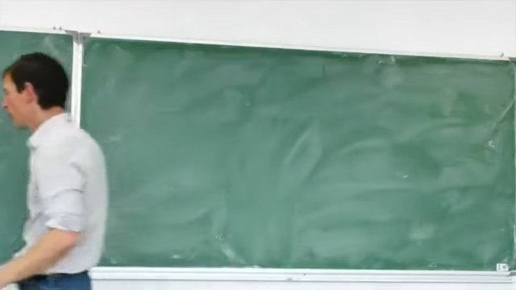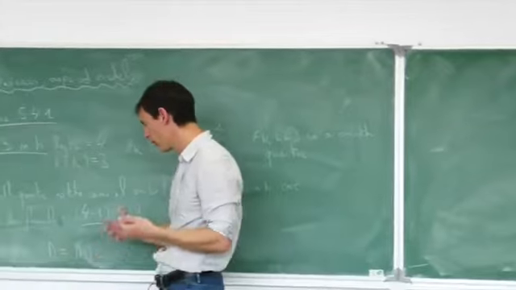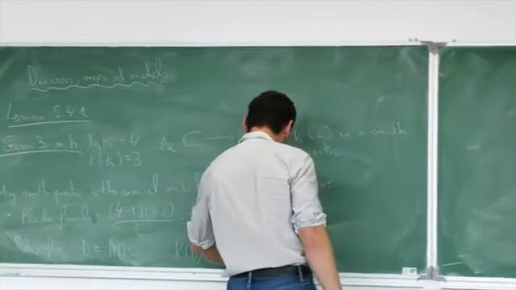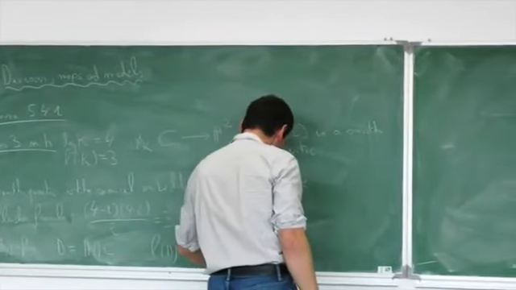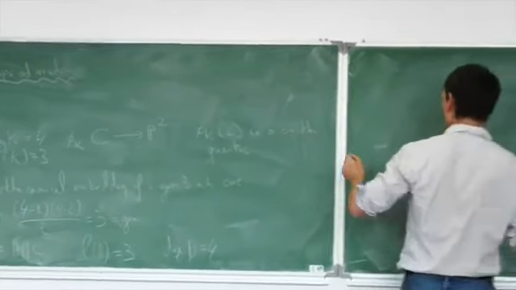Also, because D is the intersection of a hyperplane with something of degree 4, by definition the degree of D is also 4. So now, let's apply Riemann-Roch.